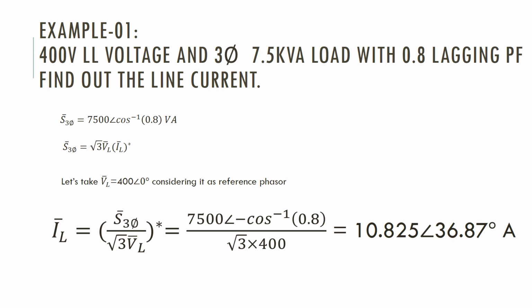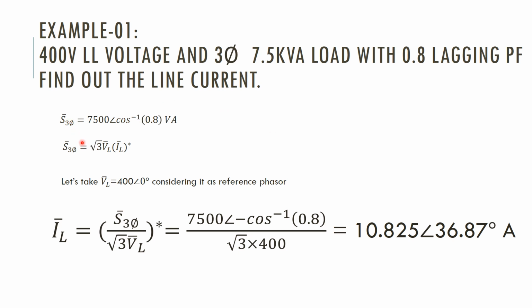Right? We are going to do an example. A 400 volt line to line voltage and a three-phase 7.5 kVA load with 0.8 lagging power factor, right? So there's a load with line to line voltage of 400 volts and 7.5 kVA with a lagging power factor of 0.8. So you should find the line current.